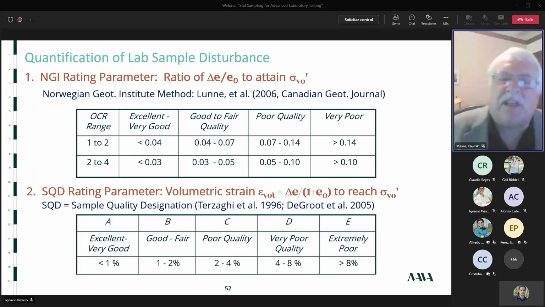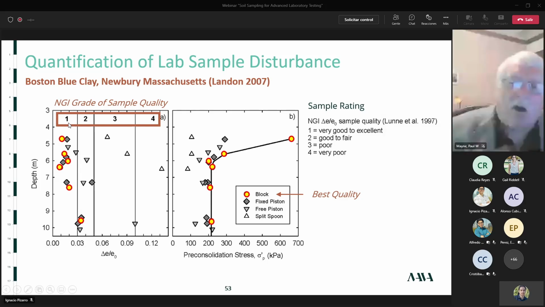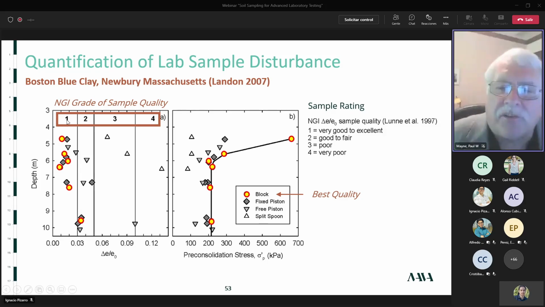Well, if we move to the next slide, here's an example using consolidation tests. Here we have 4 different types of samples that were subjected to one-dimensional consolidation. On the left side is the grading. The yellow dots are the block sample, like a Sherbrooke type sampler. That's the best quality, followed by fixed piston, which are the solid diamonds, the free piston, which is shown by the shaded triangle, and then a split spoon shown by an open triangle.